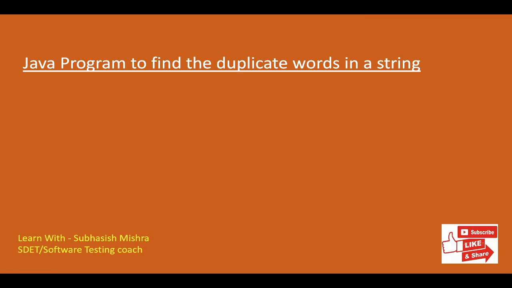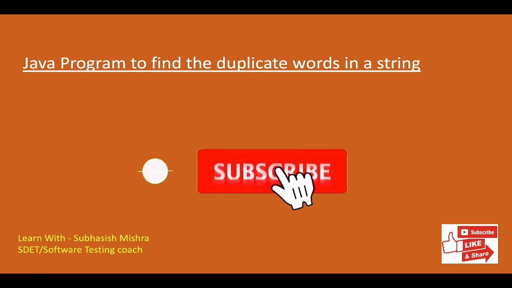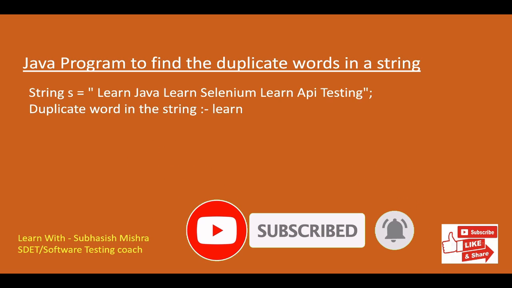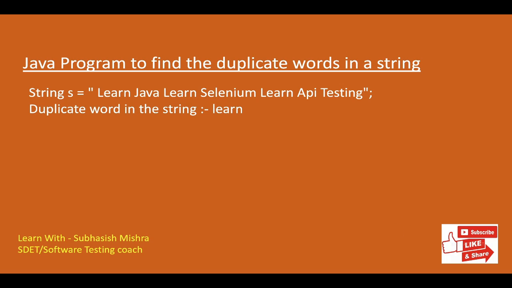Mishra, your test coach. Today we will learn a Java program to find the duplicate words in a string. So here you can see I have taken one string s, which is equal to "learn Java, learn Selenium, learn API testing". Here you can see the duplicate word is learn. So we'll see through a program how we can find this duplicate word in a string.